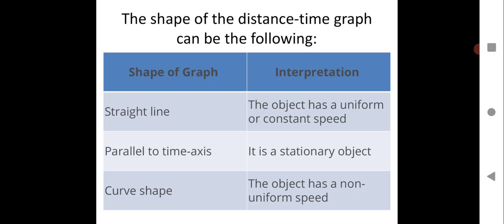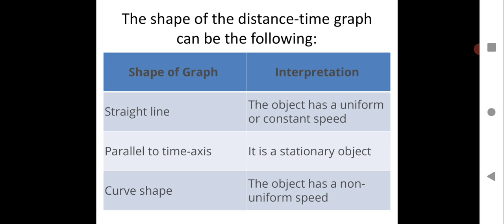Then when you have a curved shape, what is the interpretation? The object has a non-uniform speed. That means the object is not moving at a uniform speed. At a given time it is covering unequal distances. If you have a fixed time interval and the distance covered is different at different time gaps, that motion, as you all know, is non-uniform motion or non-uniform speed. In such cases the graph will be a curved shape or of any shape, but it will not be a straight line. I hope this graph interpretation is very clear with you all.